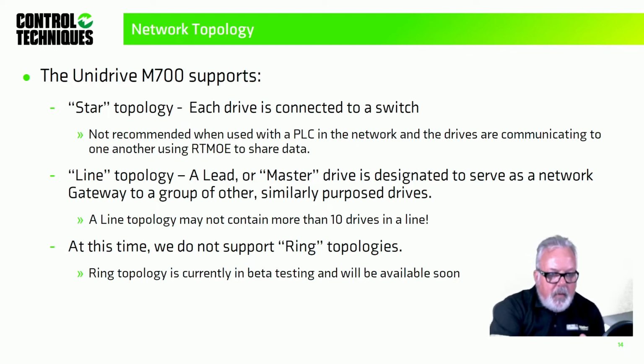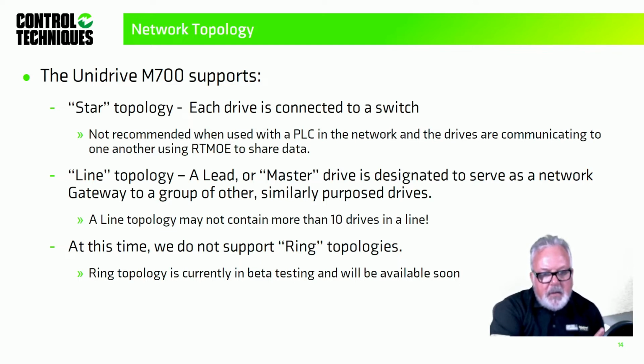Now, a star is not recommended when you're using a PLC in the network and the drives are communicating with RTMoE. The reason for that is that it's just a huge increase in network traffic. So there are ways that I'm going to show you to alleviate that. So there's a star and then there's a line. Now a line is what we do recommend.